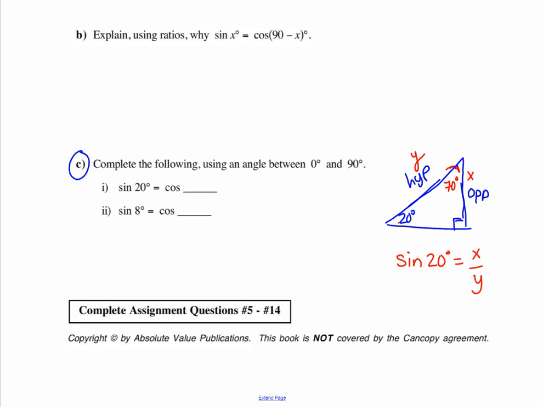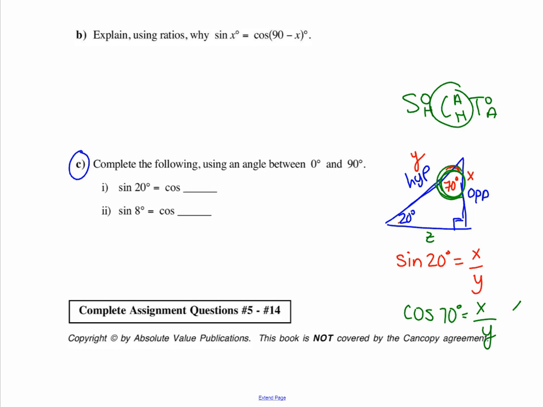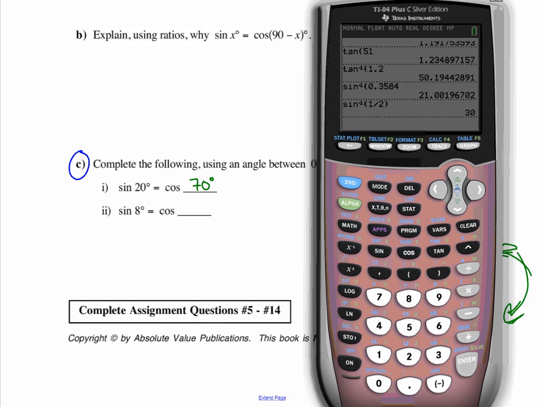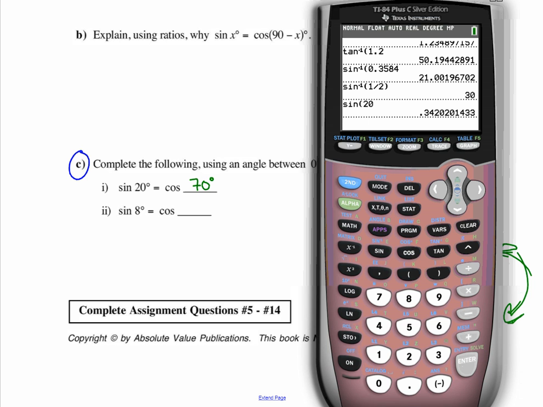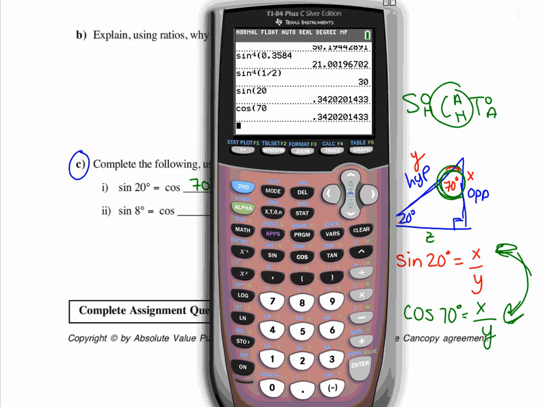Now, notice that if I was looking at 70 degrees, cos of 70 would also equal what over what? Well, what's the ratio for cosine? Which two sides are we dividing for cosine? SOHCAHTOA. Adjacent over hypotenuse. So for 70 degrees, where would adjacent be? I'll make this a z down here, x, y, z. Which side is adjacent to 70 degrees? X would be the new adjacent, right? And hypotenuse is still y. Do you see how they're going to give me the same ratio? Cool, hey? So cos of 70 equals sine of 20. Check in your calculator. Type in sine 20. Type in cos 70. Are they the exact same ratio? Yes, they are.